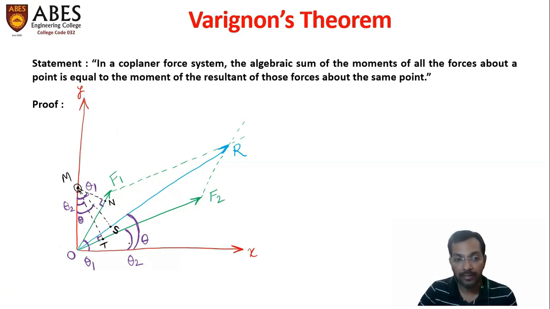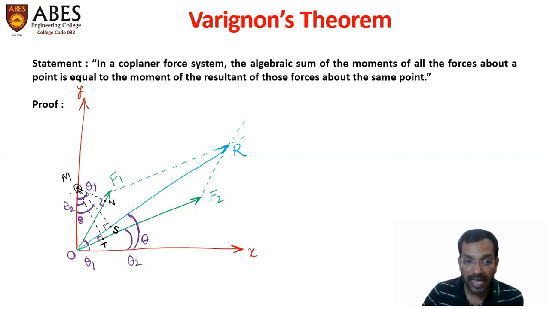Because when we consider this angle theta, the angle made by the resultant with the horizontal, the angle of this resultant with the y-axis becomes 90 minus theta. And when we consider triangle MOS, in the triangle MOS, this angle is 90 degrees. This is 90 minus theta. Therefore, this angle becomes theta. So in this way, we have calculated the inclination of the perpendiculars from the y-axis, and these angles are theta 1, theta 2, and theta respectively.